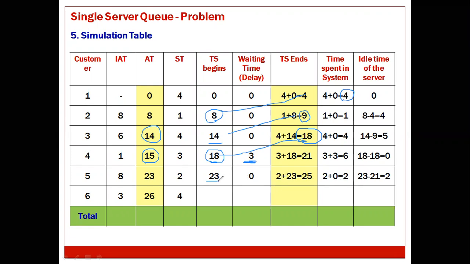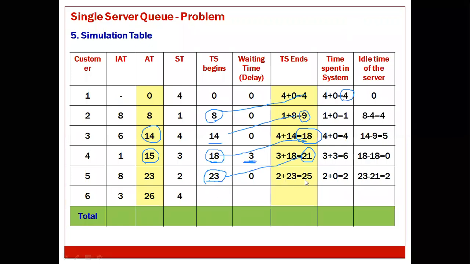Now idle time. See, 23 and 21. At 21 only he finished his service, but the next customer is arriving at 23. So 23 minus 21, that is 2 minutes delay, idle time will be there. That means the server is idle for 2 minutes. So similarly, you can continue with the next one.